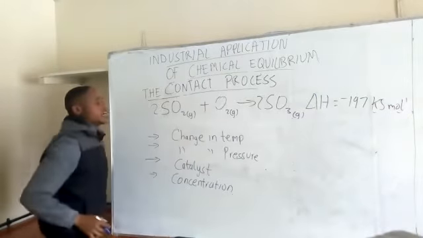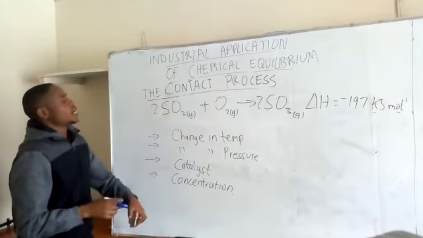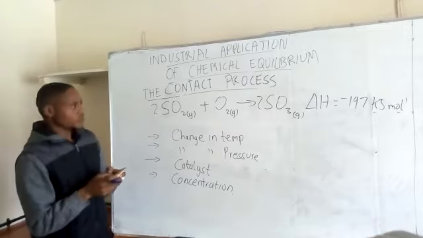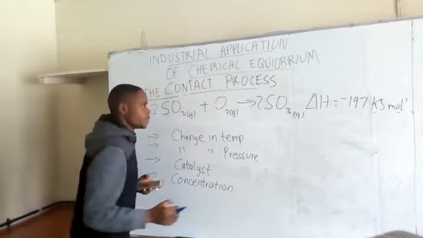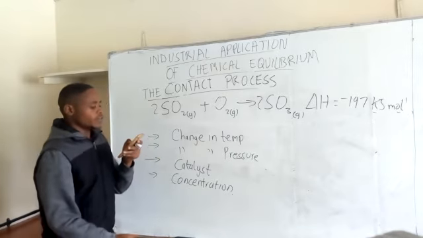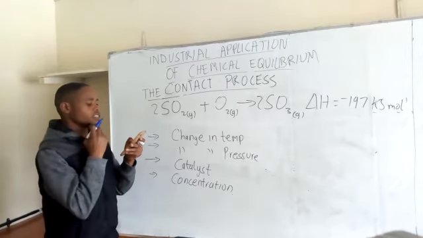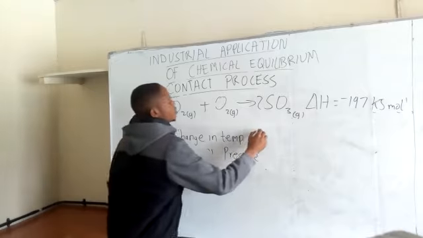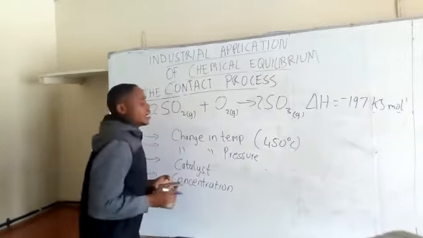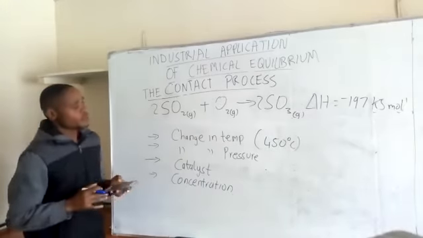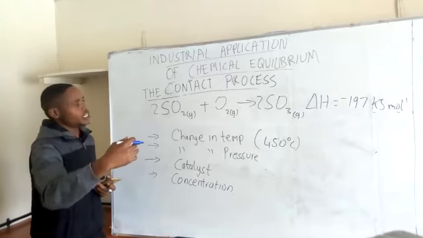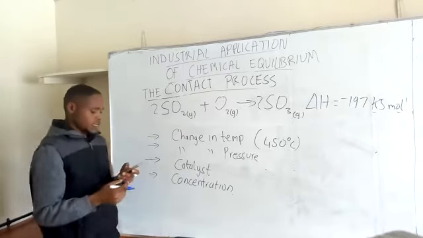So let's start with the temperature. As you can see, the reaction is exothermic. So lowering the temperature will favor the production of sulfur trioxide. However, the optimum temperature used in that process is an average of about 450 degrees Celsius, for the same reason, to increase the rate of reaction.